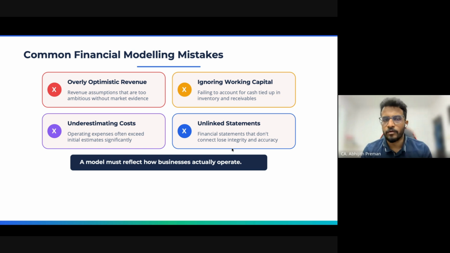As I've already told you, people typically don't do this. They just rely on the profit and loss statement and assume that the profit and loss statement is the cash flow and proceed with the business. That's very wrong. You need to account for the working capital also.